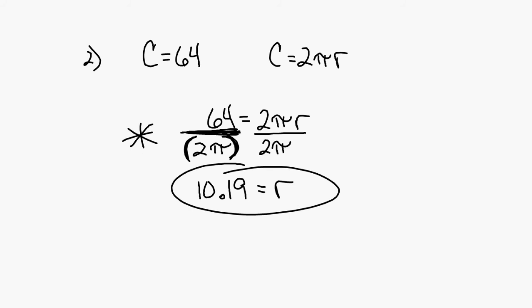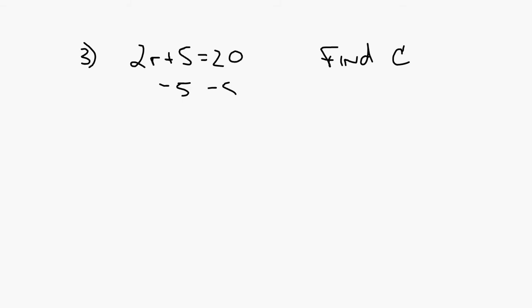All right, and then number 3. Number 3 says that if 2r plus 5 equals 20, and r is the radius of the circle, find the circumference. Find C. So the first thing you have to do is solve for r. And then you can just plug it into the circumference formula. So subtract 5 from each side. So 2r equals 15. You can divide both sides by 2. And r equals 7.5.